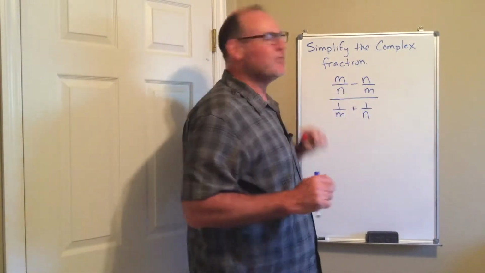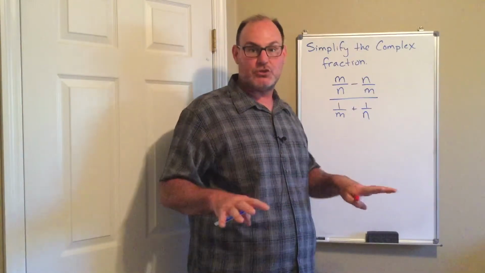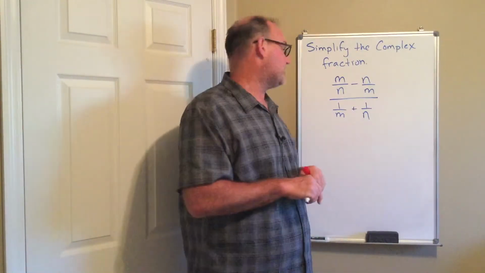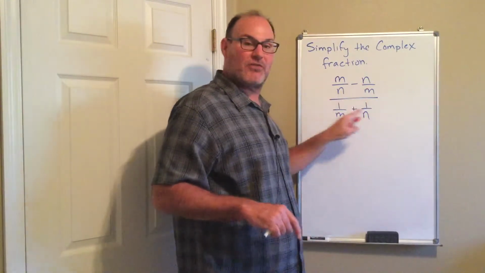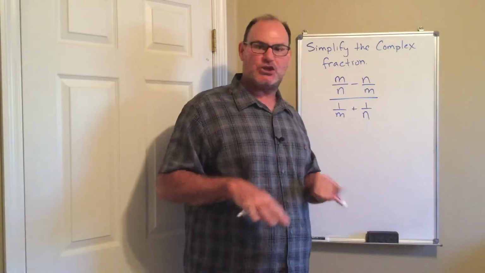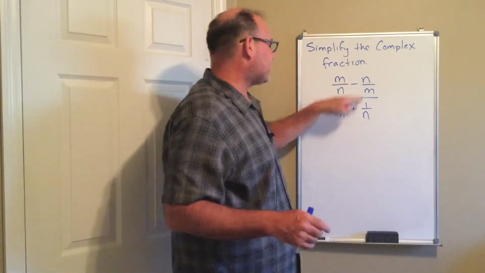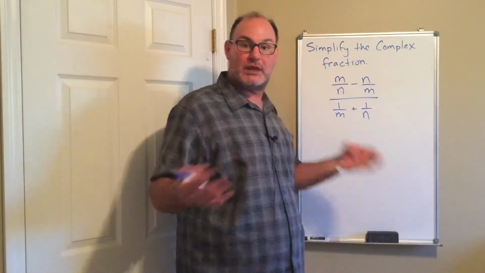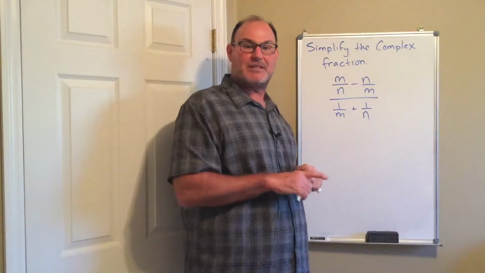I want to get rid of all the little fractions and just have a single fraction reduced expression to deal with. So what I'm going to do is look at what the common denominator of all the fractions that I have is. Then I'm going to multiply every single term, whether it is a fraction or not. In this case, all of my terms are fractions, but you will encounter problems where they're not. And I'm going to multiply every single term by that common denominator.